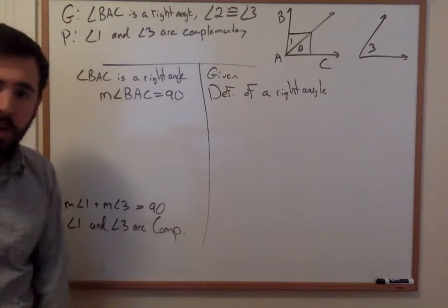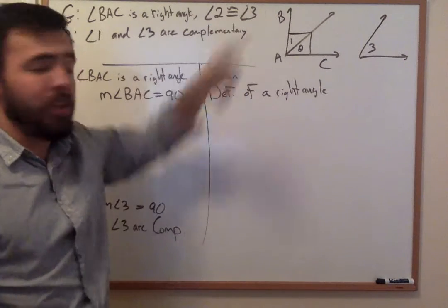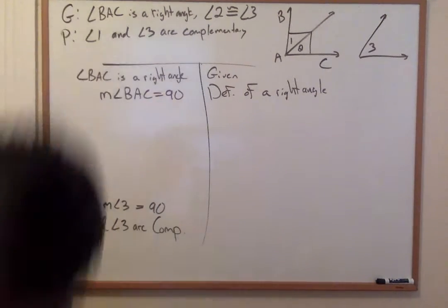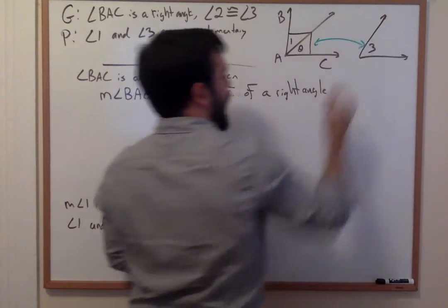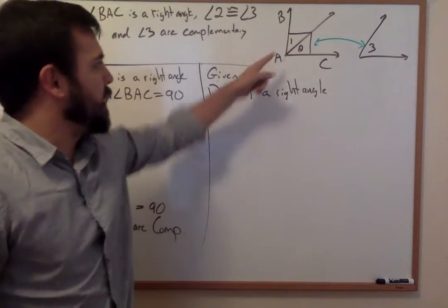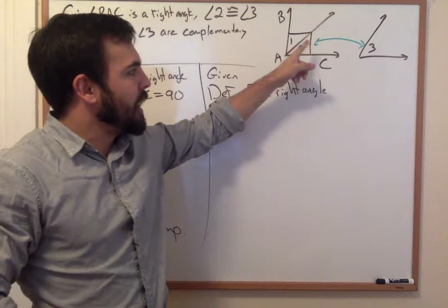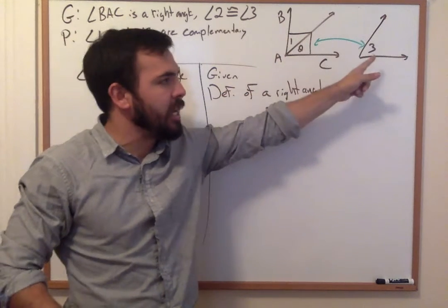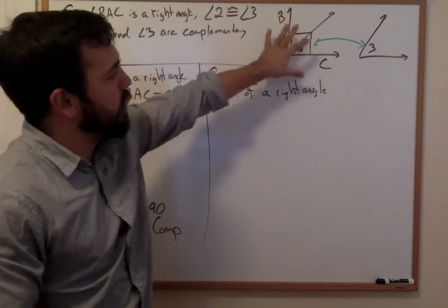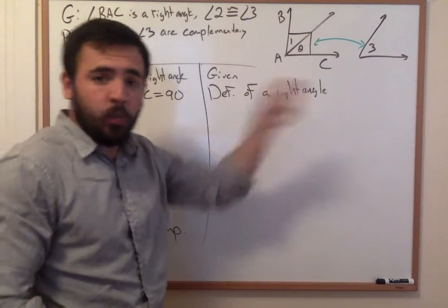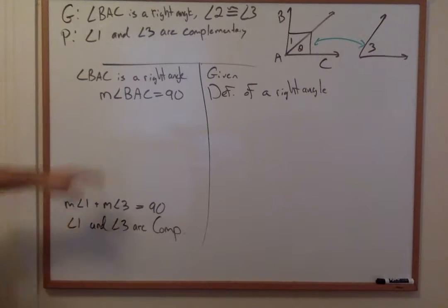Well, how does that link with 3? Well, my other given is that 2 and 3 are congruent. 2 and 3 are the exact same angle. So that means if 1 is complementary to 2, then it must also be complementary to 3 if 2 and 3 are the same thing. So what we have to do is show that 1 and 2 are complementary and then switch out angle 2 for angle 3. So let's go back to what we have over here.